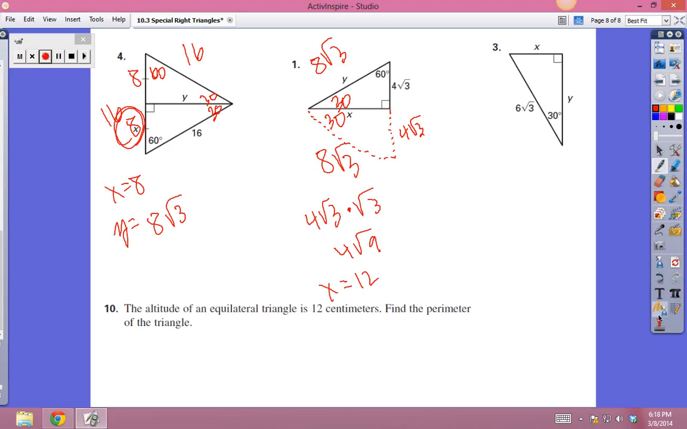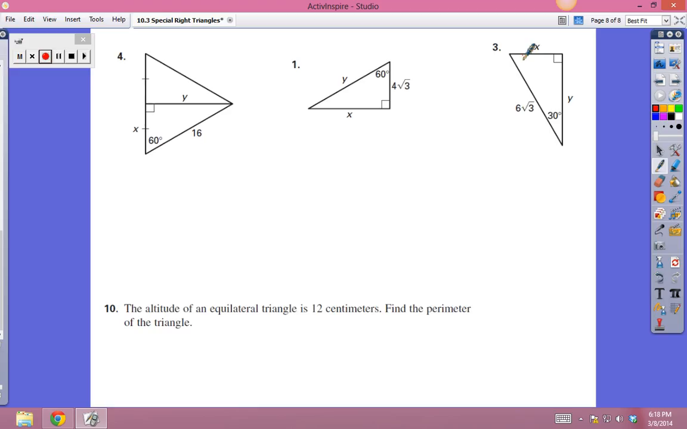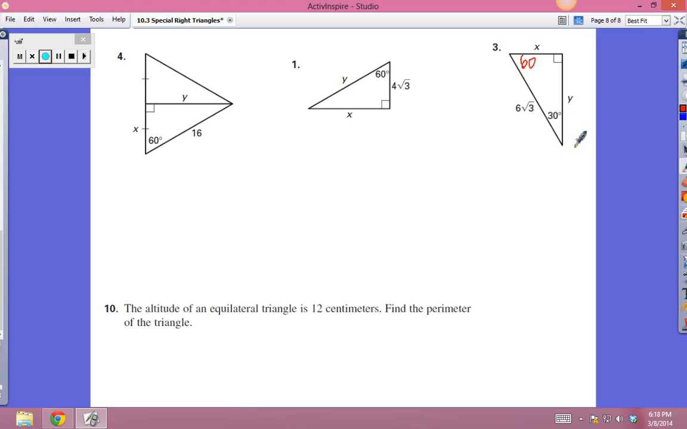Number 3, so let's draw the other half of the triangle. So 30, 60, 90, the other half looks like this. And each of the 3 sides is going to be 6 square roots of 3. If I cut that in half, x is going to be 3 square roots of 3. And then for the height, I'm going to take 3 square roots of 3 and times it by a square root of 3, so it's going to be 3 square roots of 9. Square root of 9 is 3, so it is going to be 9.